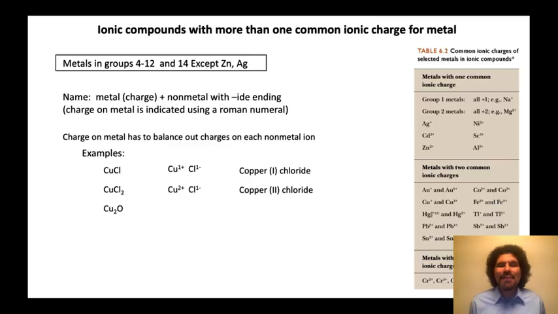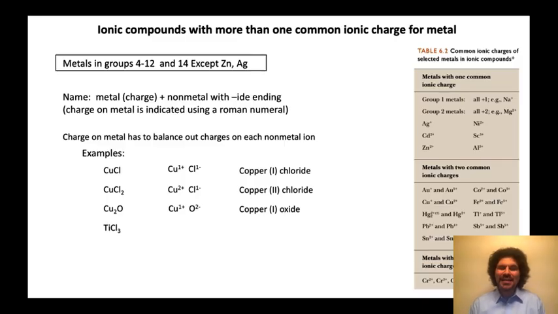Okay, another example with copper, this is Cu2O. Okay, so O is a 2- and there are 2 coppers. So therefore the coppers have to be +1 in order to get 2 of them to balance out an O2-. So therefore this is copper(I) oxide.